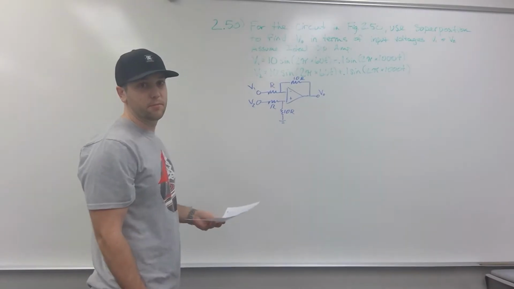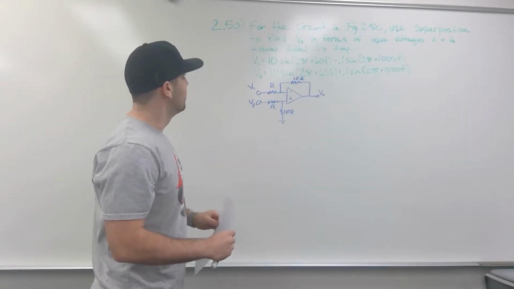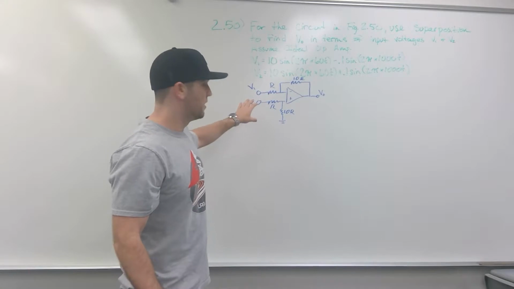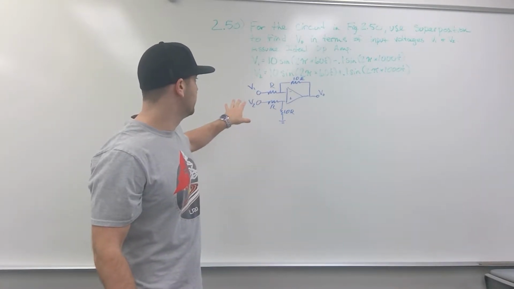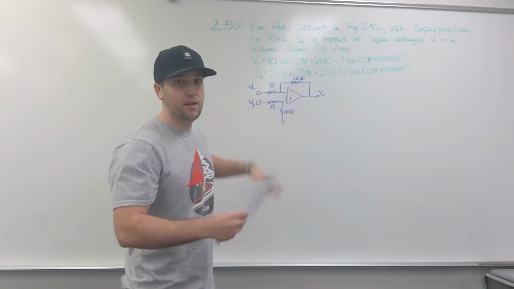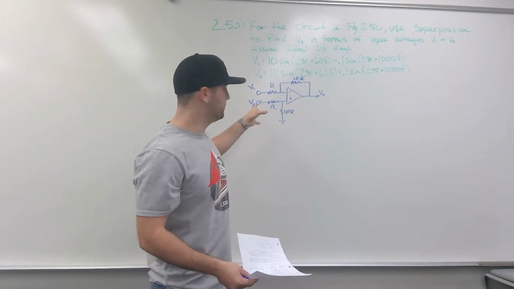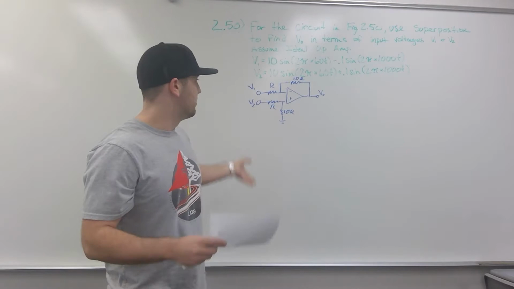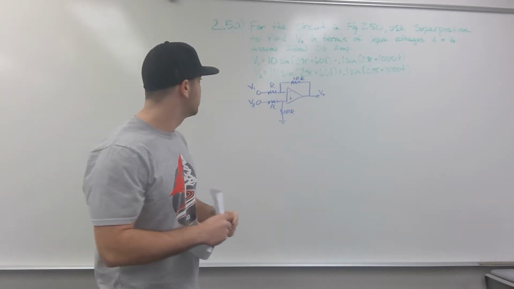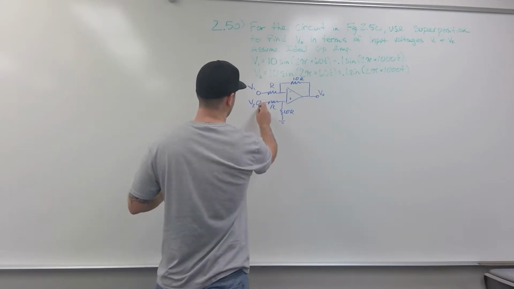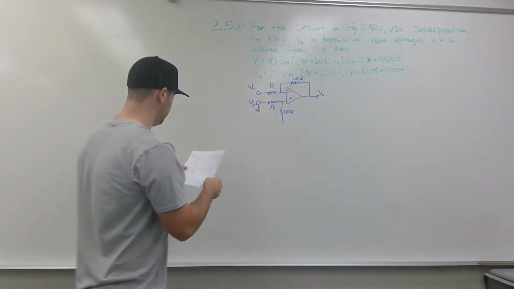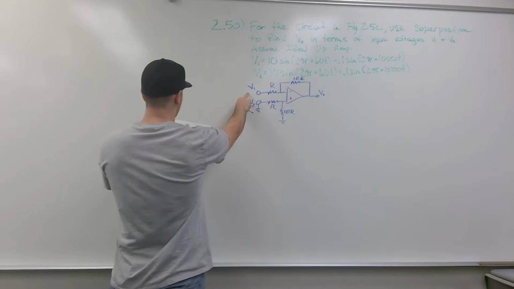So if you don't remember superposition, basically what we do is we take one of the voltage sources and short it so that it's to ground and solve the output for that one. And then we do the same thing for the other voltage source. So we'll start by shorting out V2. So this will go to ground. And now we want to solve for V1.